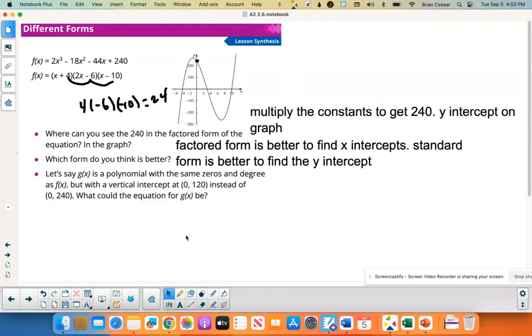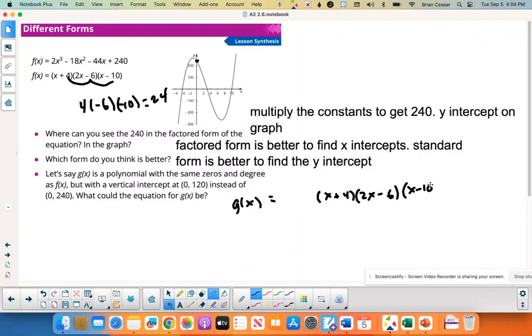All right, last question. Let's say g of x is a polynomial with the same zeros and degree with a vertical intercept of 120 instead of 240. What could the equation of g of x be? So this one, your y-intercept is going to get squished down halfway. So everything's the same as far as your factors go. You're going to keep x plus 4, 2x minus 6, x minus 10, and you're going to just multiply everything by 1/2.